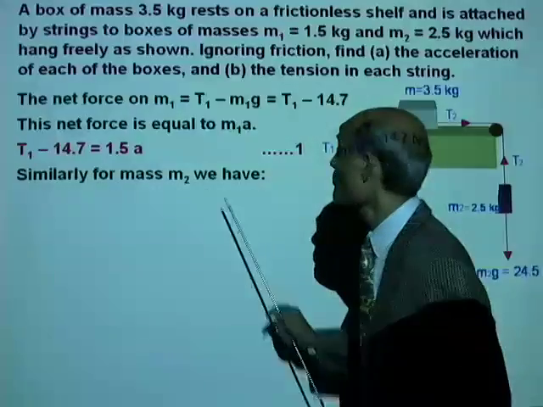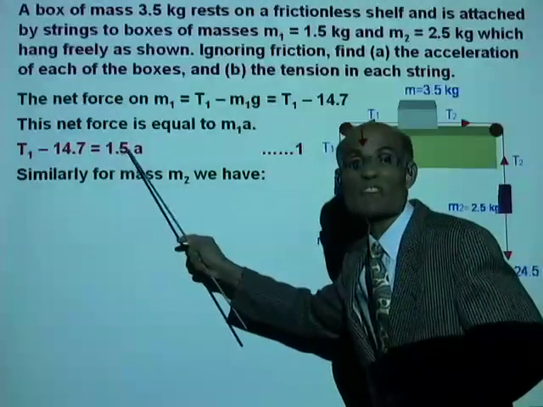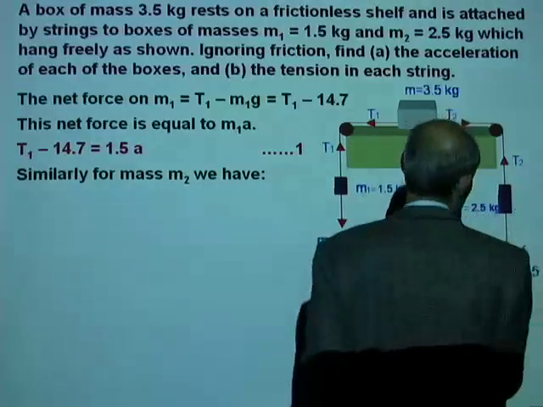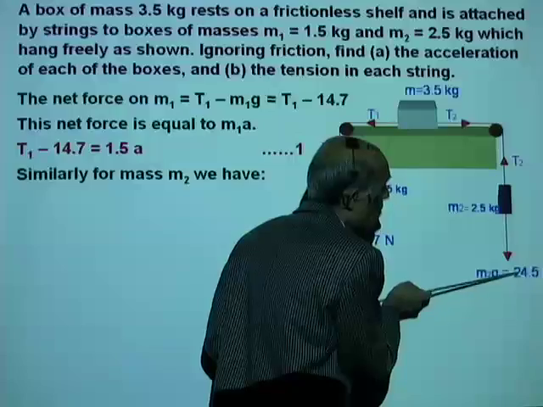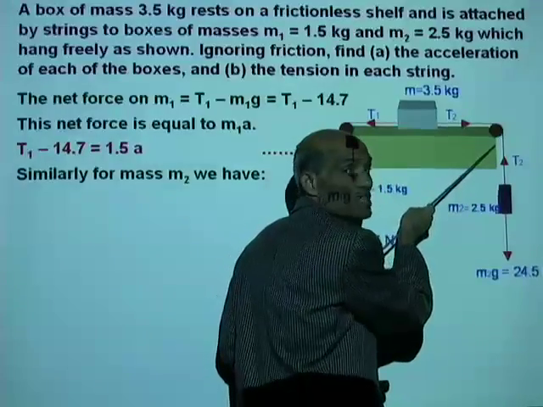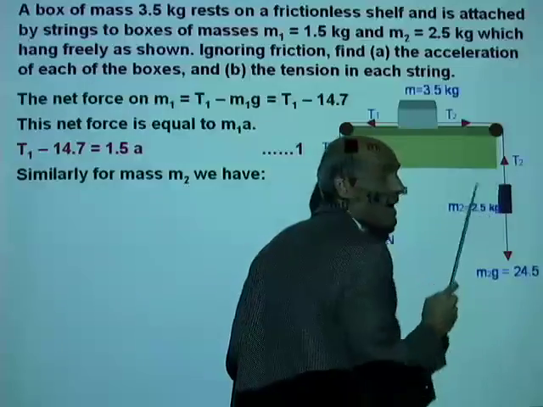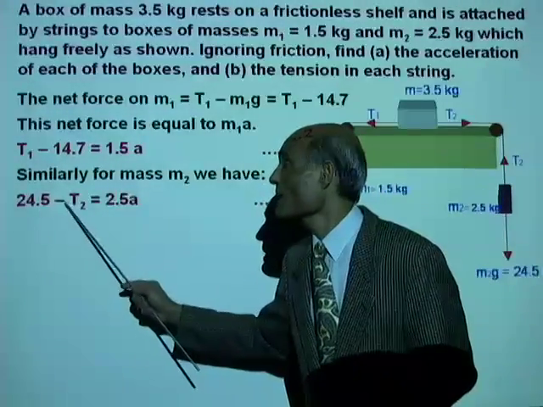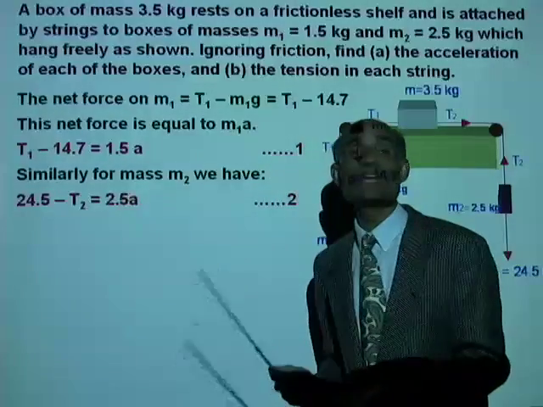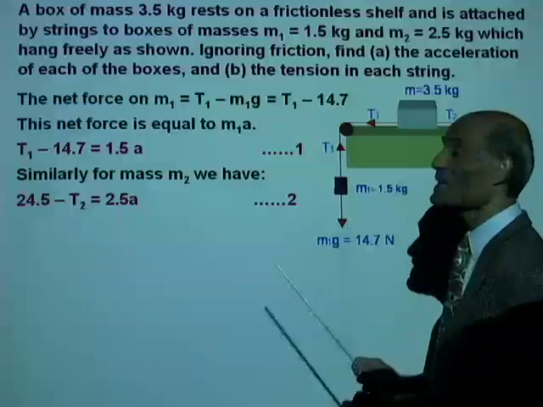Alright, similarly for mass M2, can you write an equation like this straight away? You can look at this and write it straight away. You say 24.5 minus T2 equal to M2A, 2.5A. There you are. 24.5 minus T2 equal to 2.5A. I don't think it needs a lot of explanation.